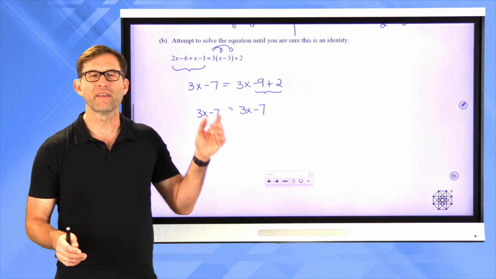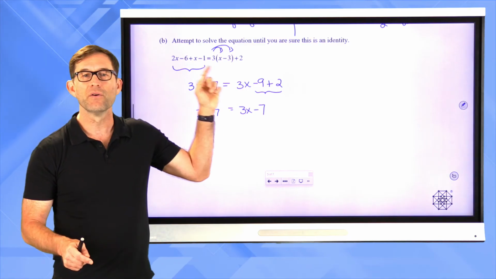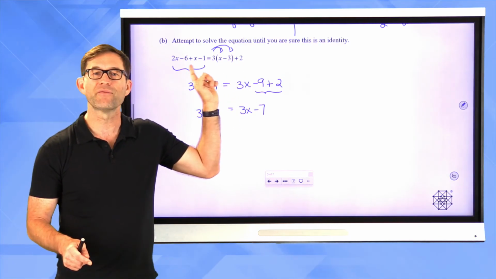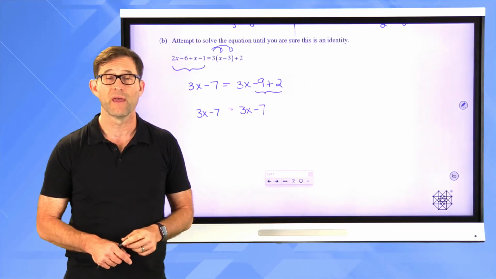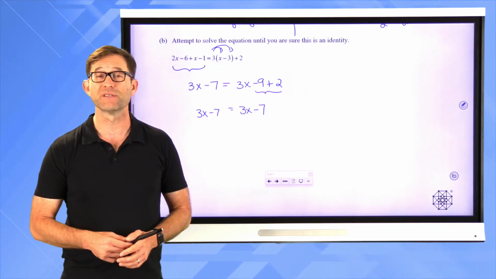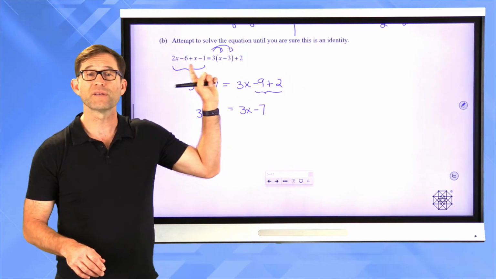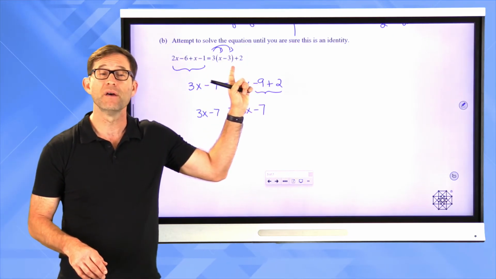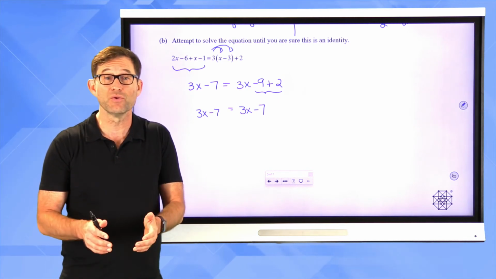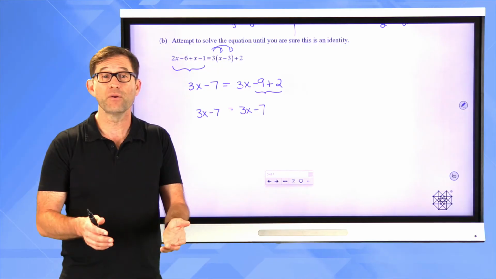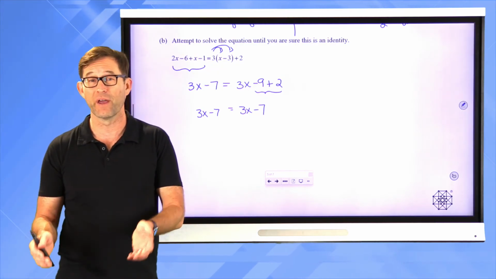In other words, going all the way back to the beginning, even though the left-hand side looks very different from the right-hand side, they're actually equivalent expressions. And what we know about equivalent expressions is that no matter what value of x I put in, as long as I put the same one in both sides, the two sides are going to be equal. And that is the definition of a solution to an equation. It is a value of the replacement variable that makes the left-hand side of the equation equal the right-hand side.